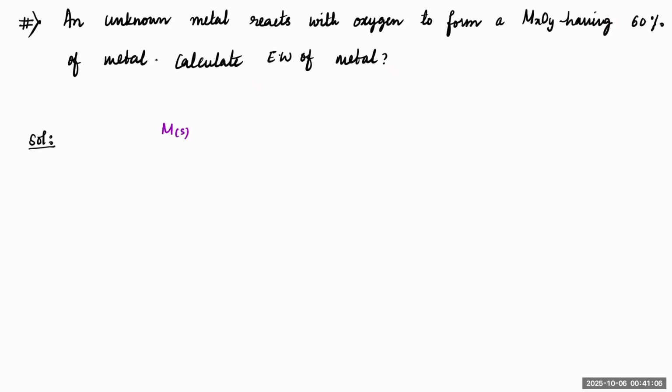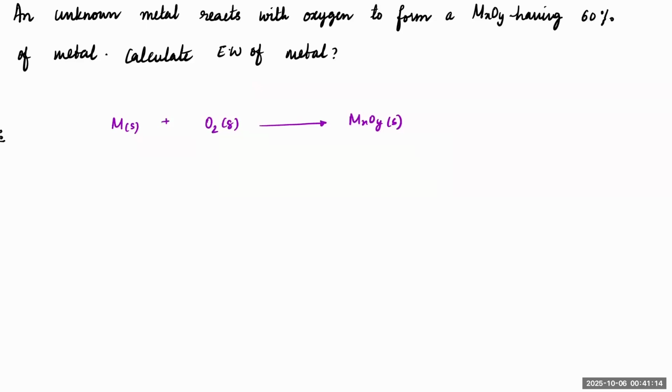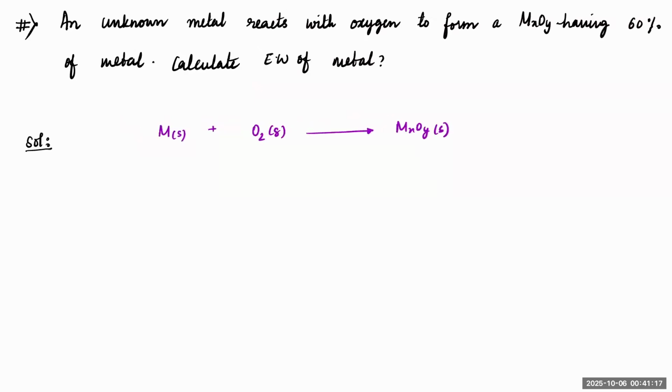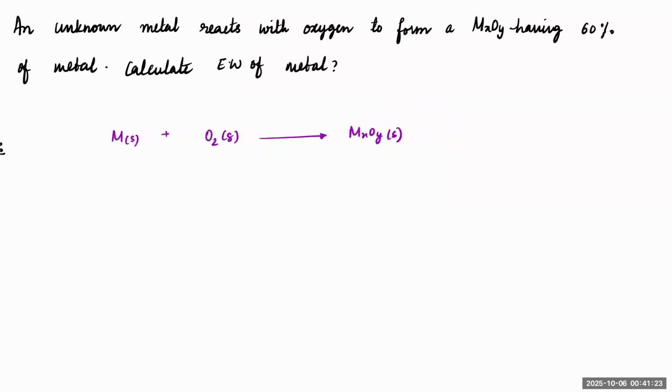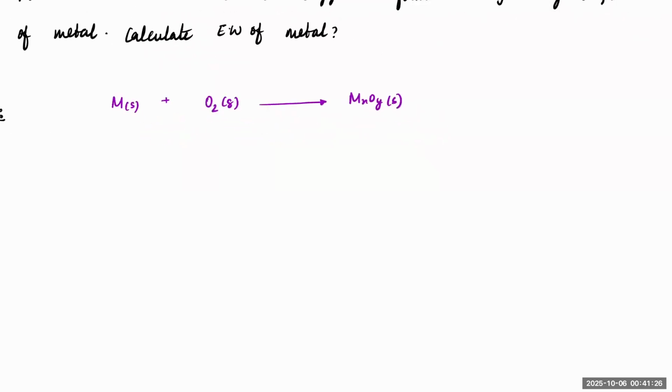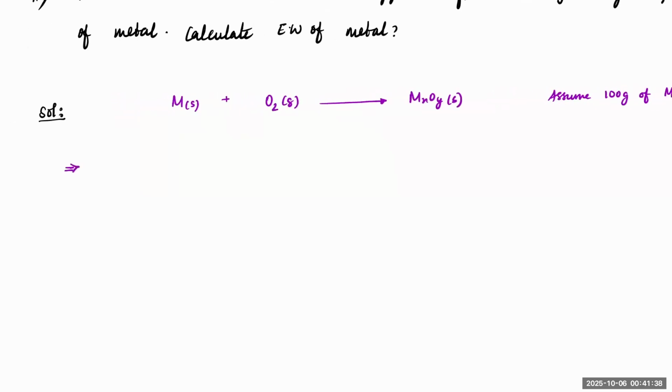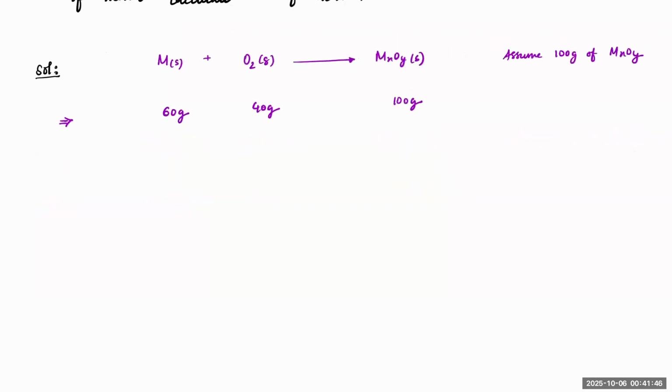Metal may be in a solid state and reacts with oxygen to form metal oxide, MxOy. And in the metal oxide, we have 60% of the metal. That means if this is the metal oxide, 60% of the weight is by metal itself. So what you can do, assume 100 grams of metal oxide. Then it implies that originally we had 60 grams of metal, 40 grams of oxygen. That's how we are getting 100 grams of metal oxide, correct?